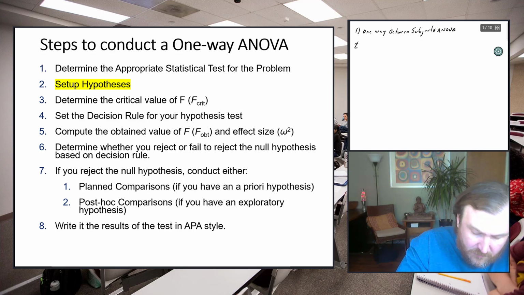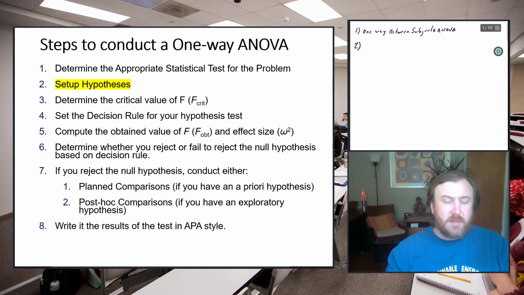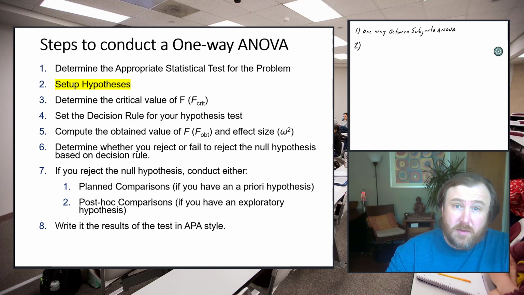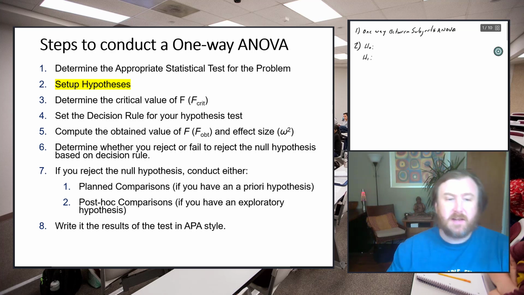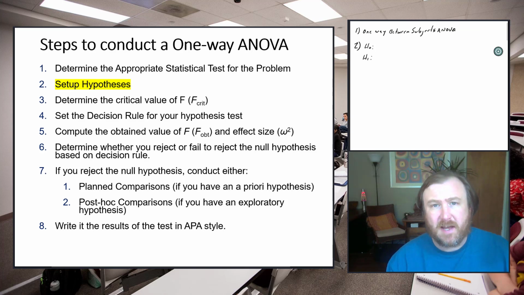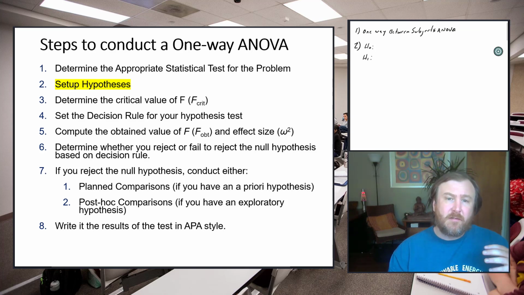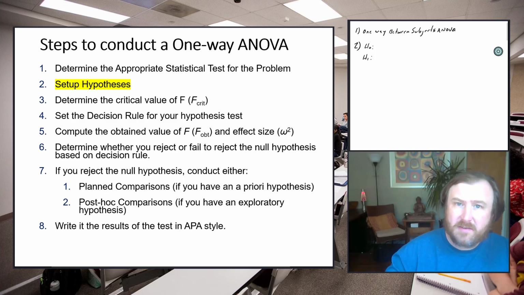Okay, now we can move to number 2, which is setting up the hypotheses. So, the null hypothesis for this, again, remember that we're looking at an omnibus test here. The question we're trying to answer with the one-way ANOVA test, for this omnibus portion, is: do any of the groups differ from any of the other groups?